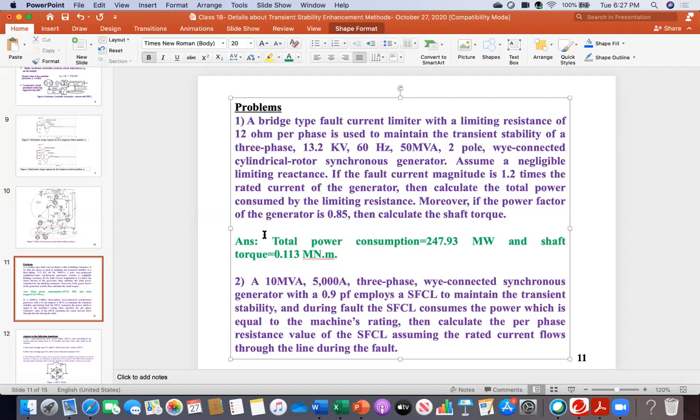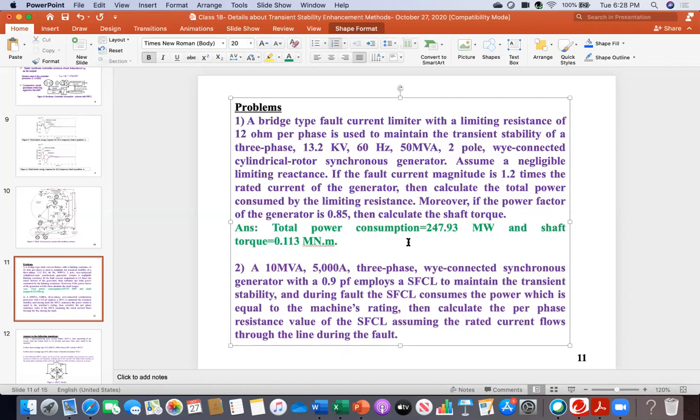So this, you see, I have written in green color. This is the result that you should be getting. Total power consumption 247.93 megawatt.